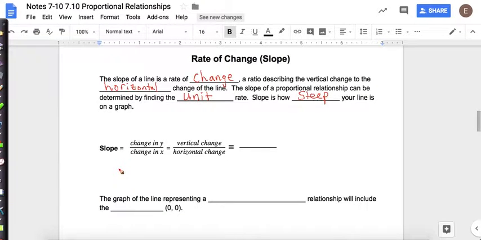So there's a couple ways that you will hear slope described. It is change in y over change in x, vertical change over horizontal change, and you will also hear it called rise over run. And the rise describes up and down, and the run describes left and right, because up and down is described by vertical, and left and right is described by horizontal. Now, slope will also be represented by the letter m. So we can put m here in parentheses.